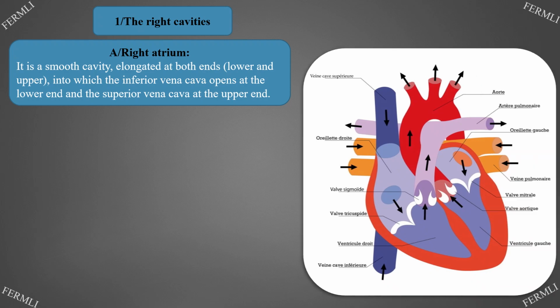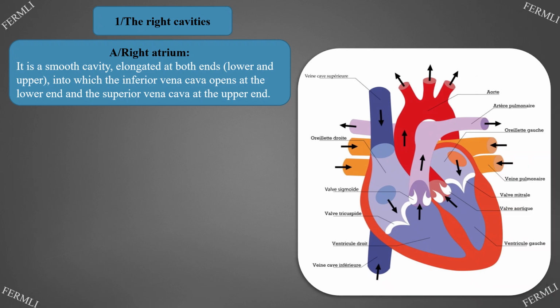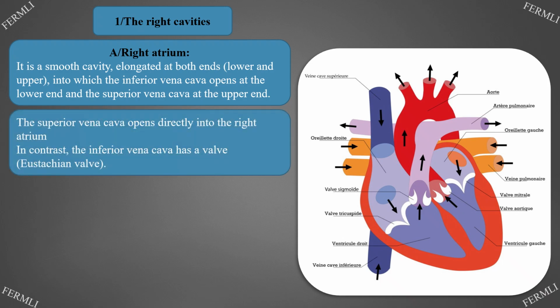1. The right cavities. A. Right atrium. It is a smooth cavity, elongated at both ends, lower and upper, into which the inferior vena cava opens at the lower end and the superior vena cava at the upper end. The superior vena cava opens directly into the right atrium. In contrast, the inferior vena cava has a valve, the Eustachian valve.